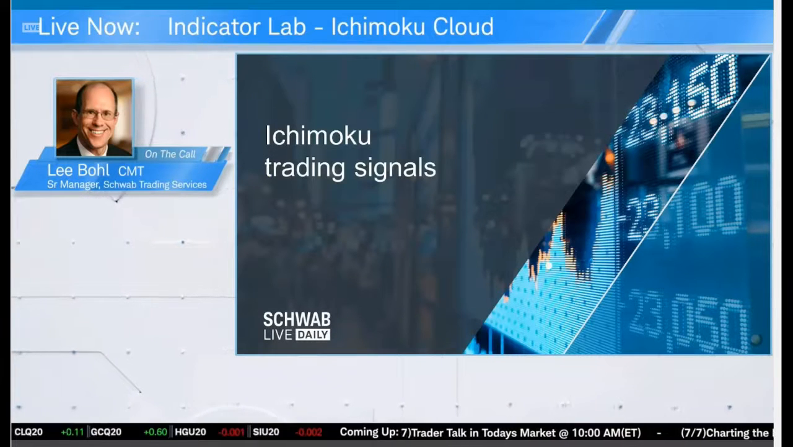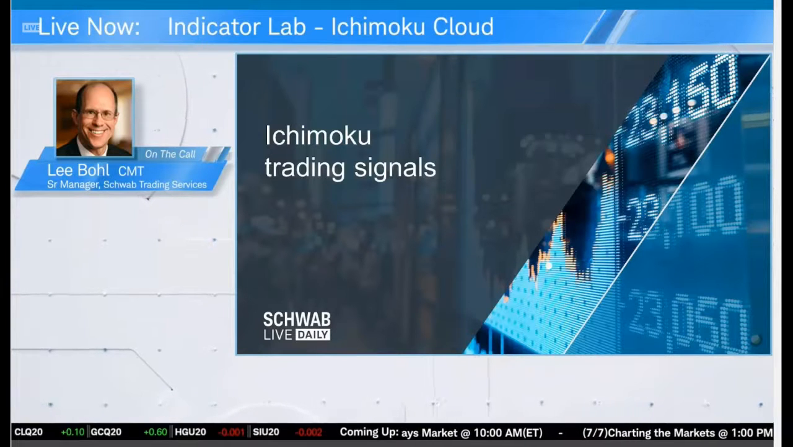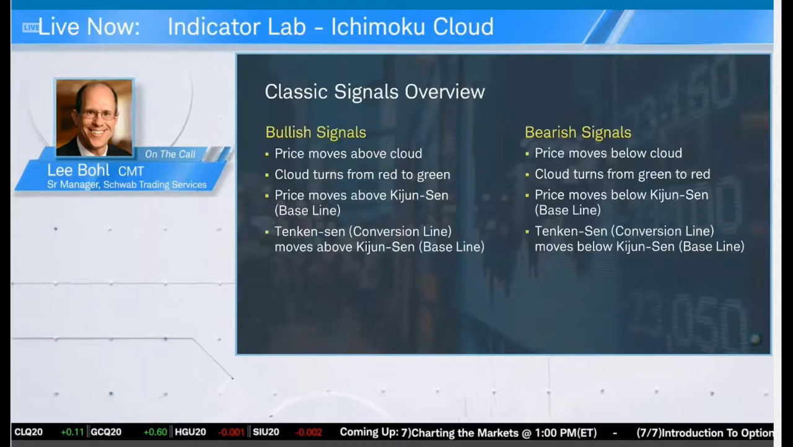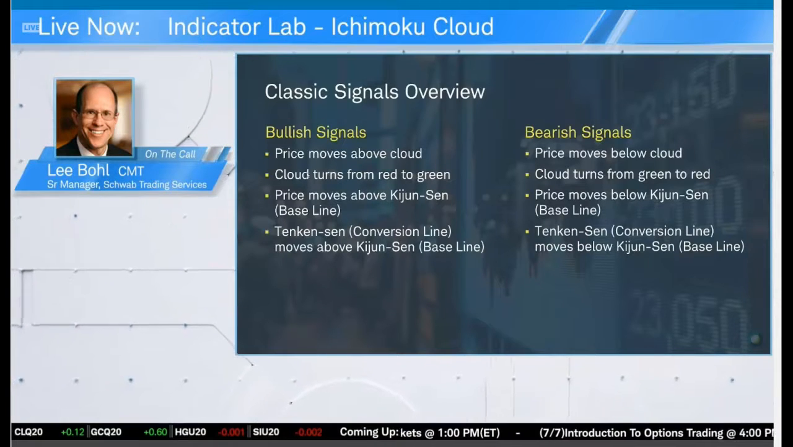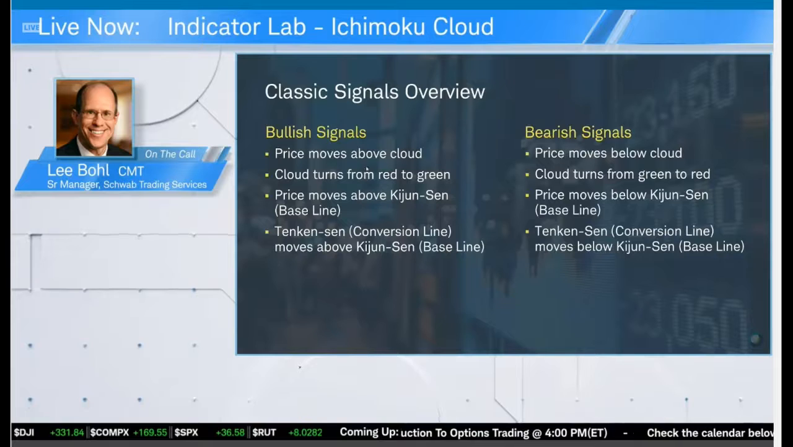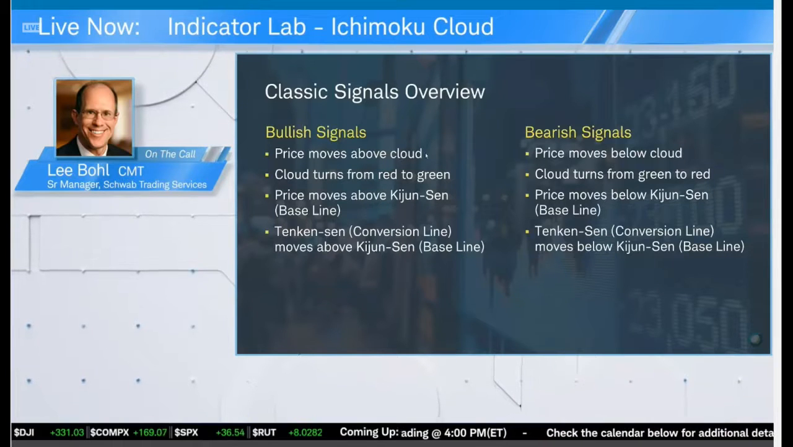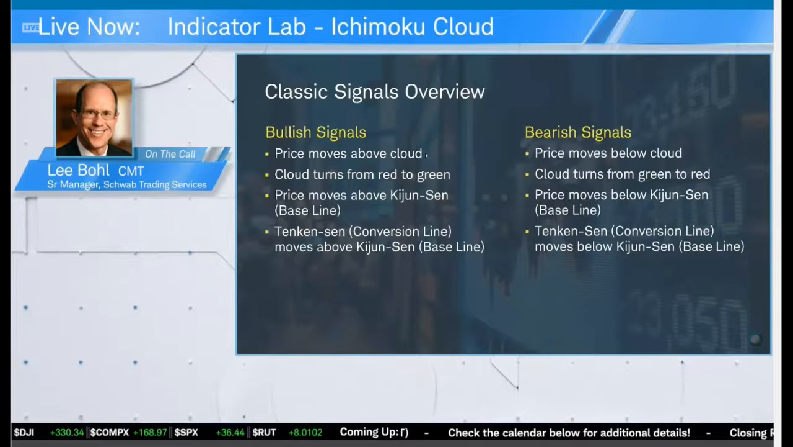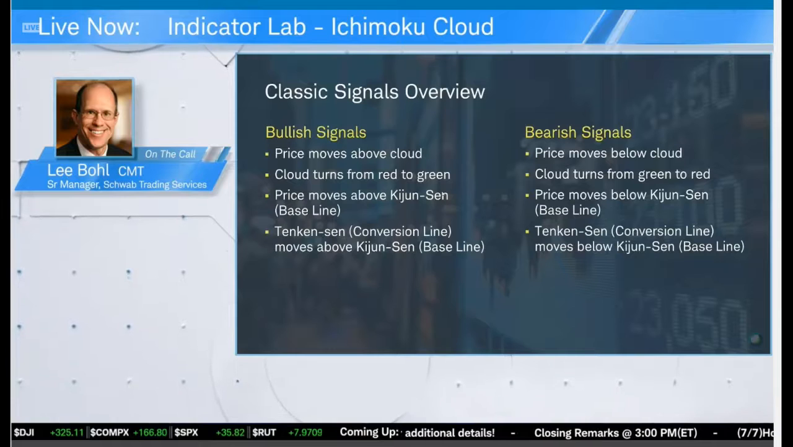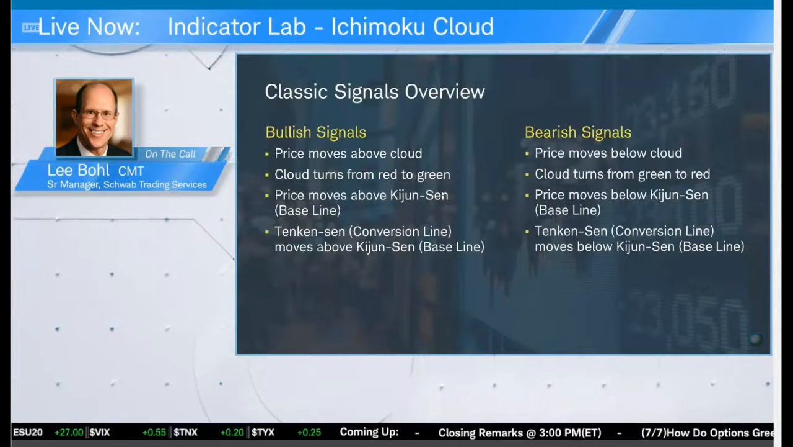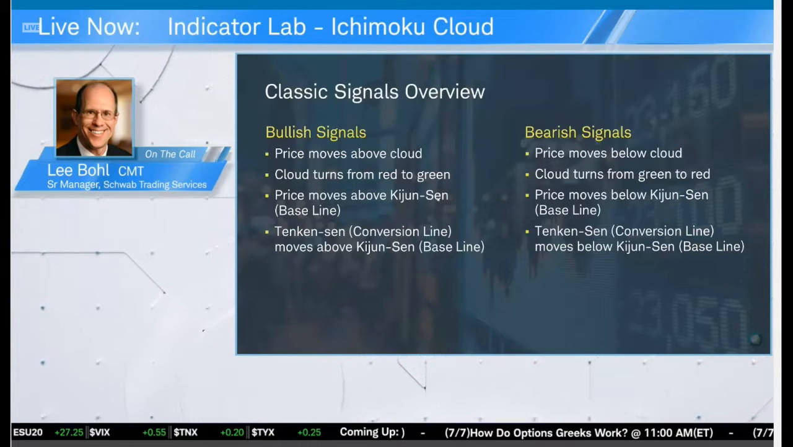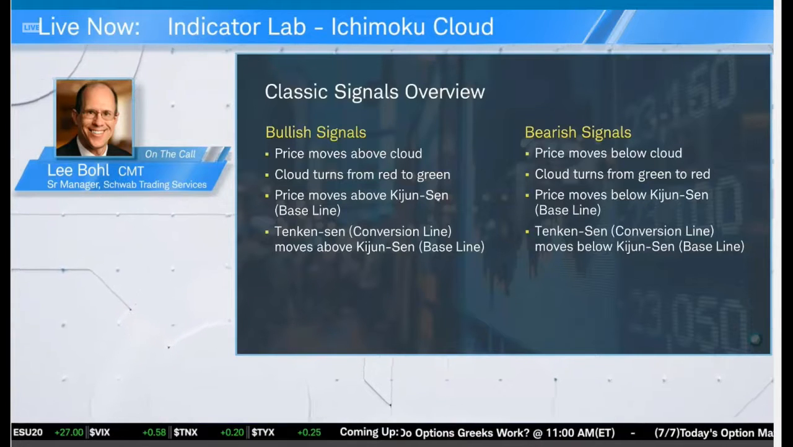All right, so what trading signals are generally generated by this indicator? Here are the main signals. Bullish, and of course bearish is just the opposite. Price moves above the cloud. That's a bullish signal. Cloud turns from red to green, the Kumo twist. That is a bullish signal. Price moves above Kijun, the baseline. That is a bullish signal.